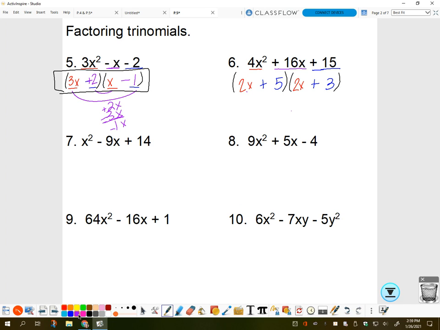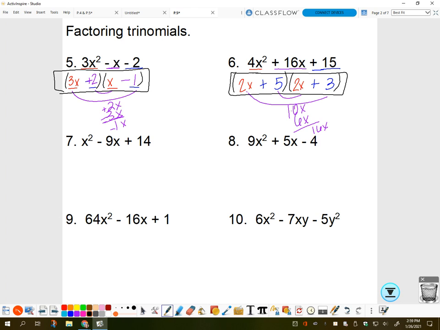All right, so now let's check on that middle term. Here we're going to get 6x. Here we're going to get 10x. That gives me my 16. So I'm done. Put a box around it. Move on.